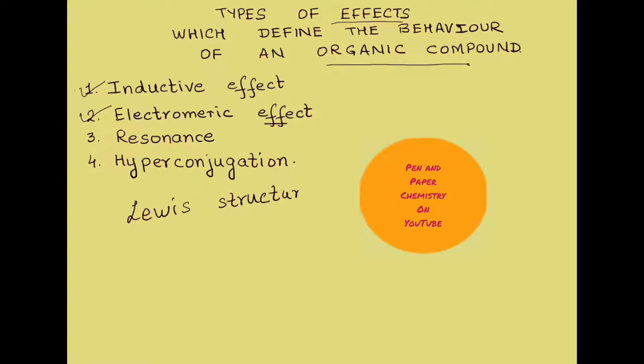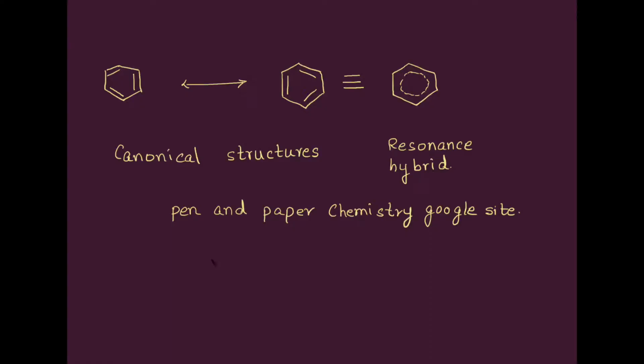And those who are getting the notifications must be wondering why I did that. I did explain to you the canonical structures, the resonance hybrid, the symbol used to separate the canonical structures. So why would I go back to Lewis structures? So let's understand that.